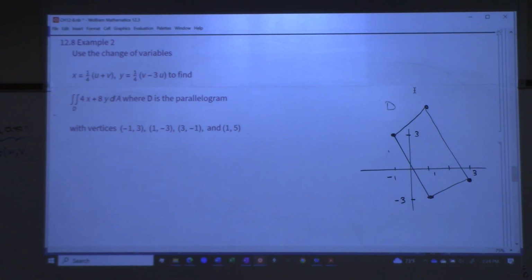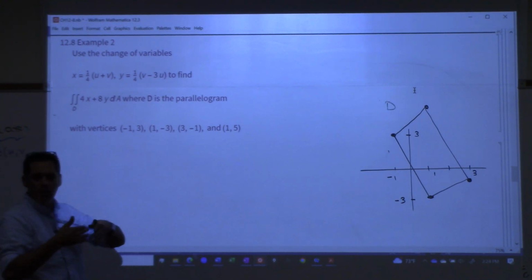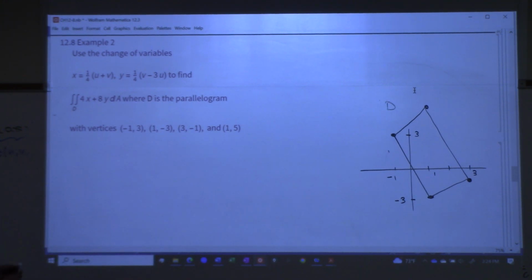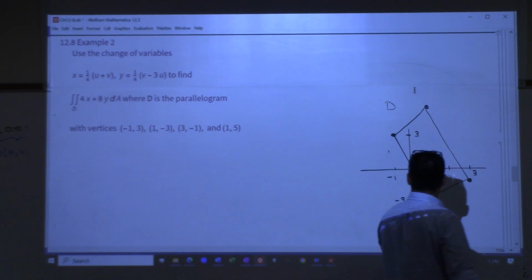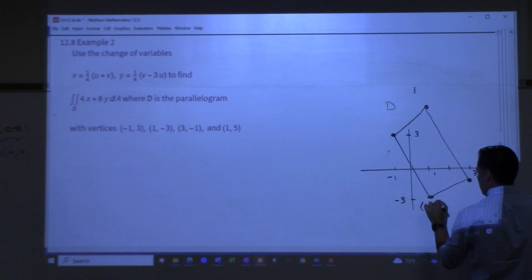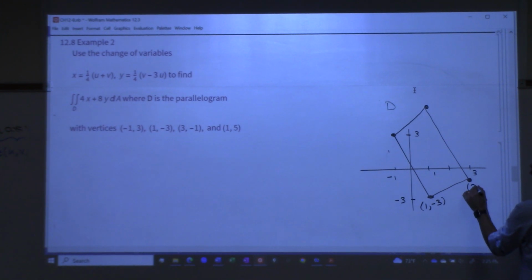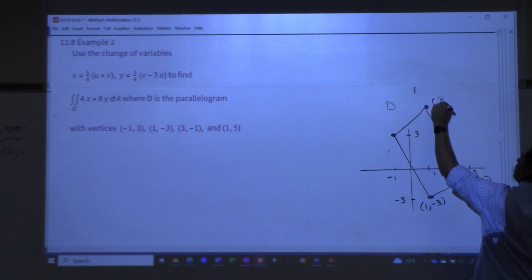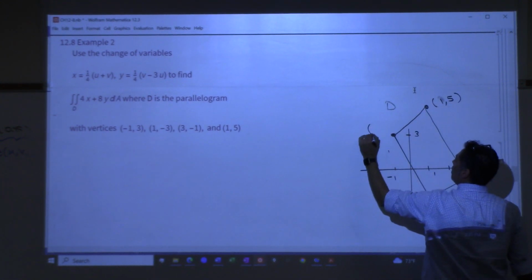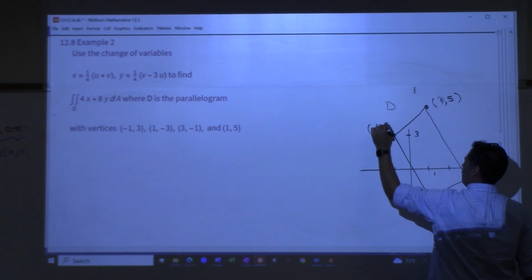So maybe there's a way that we can convert this over, change the variable so that our new region is better than that, and doesn't require the breaking up. So I'm going to do this conversion right here. What I'd like us to do is label these points. This is the point 1, negative 3. This is the point 3, negative 1. This is the point 1, 5. And this is the point negative 1, 3.